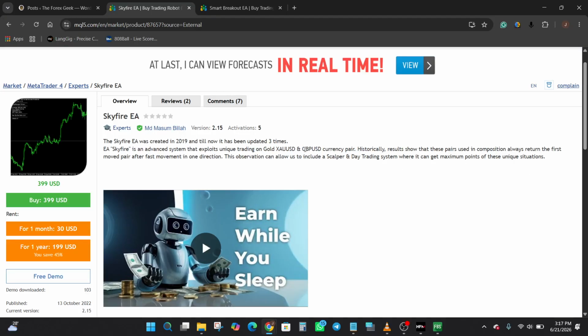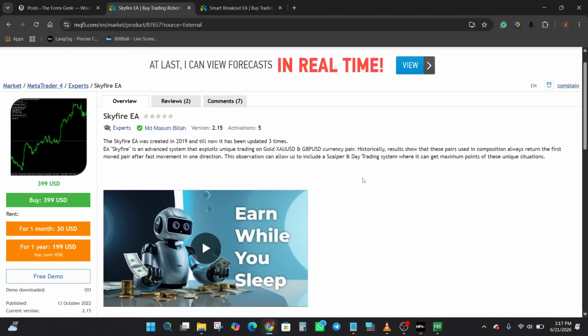Now, as I continue through the page, even though there isn't much information available, the core concept behind the EA is described as being based on a historical observation involving these two markets. The developer states that after fast directional movements, these instruments have historically shown a tendency to return after the initial move. Based on that observation, the EA incorporates both scalping and day trading elements in an attempt to capture opportunities that arise during these market conditions.